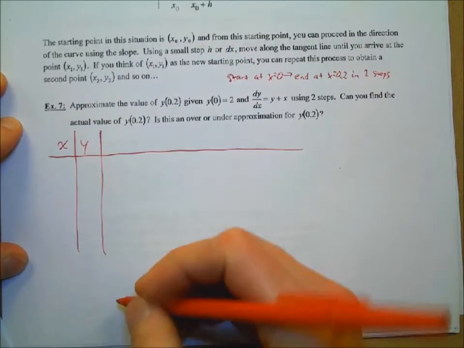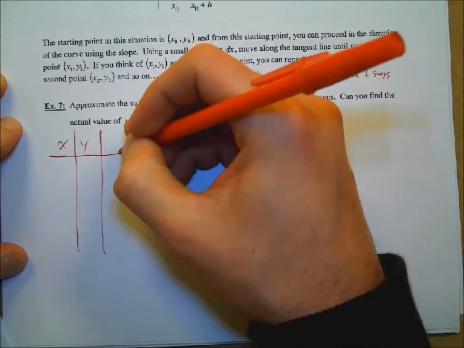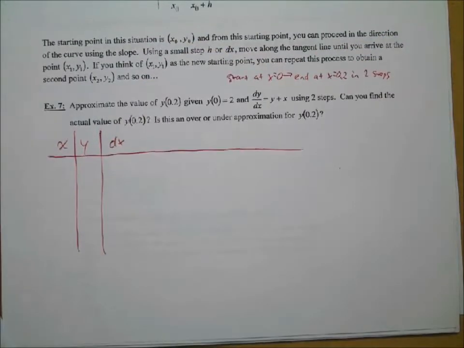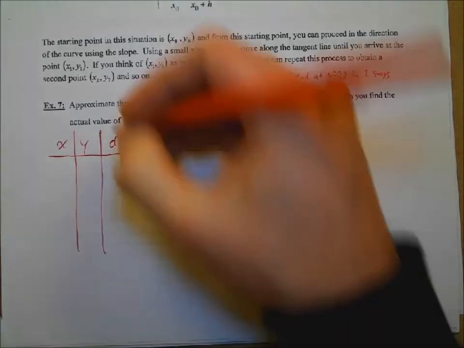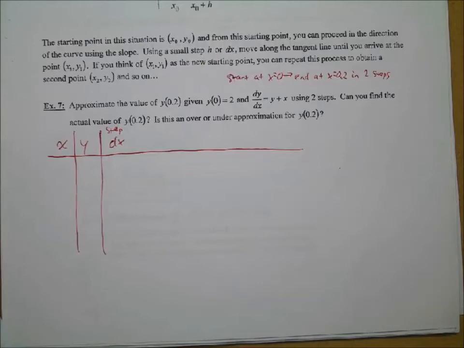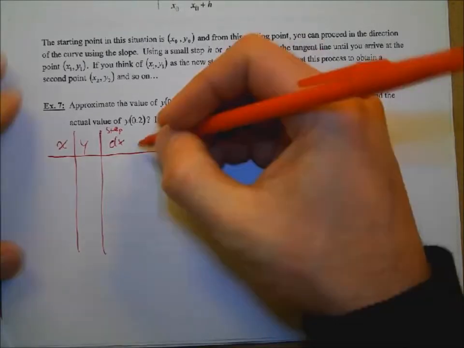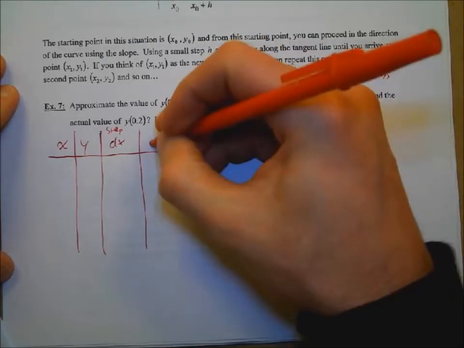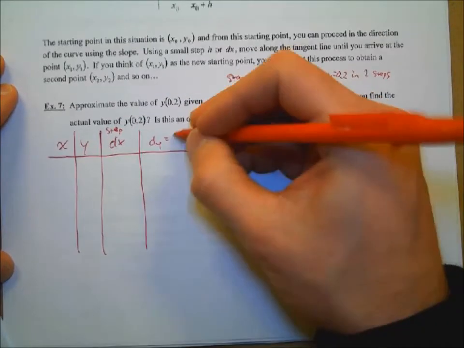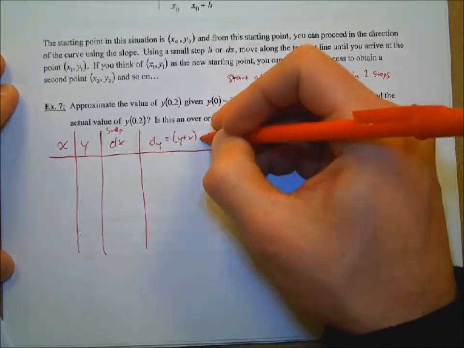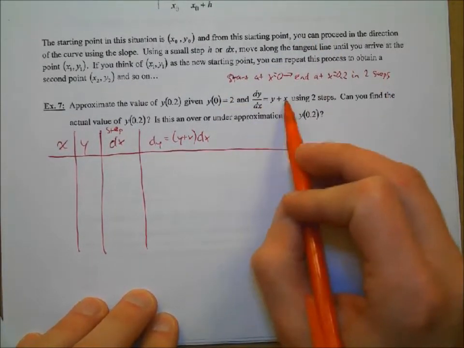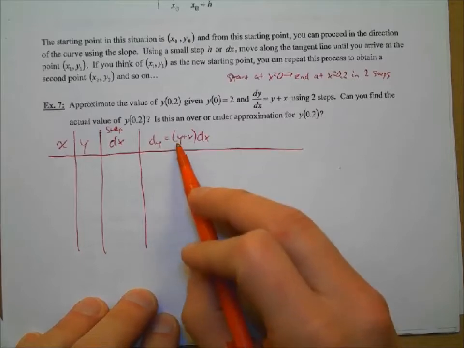Okay, we're then going to add in our dx here, our change in x, our step. You can think of this as a small step or change in x. Then we'll find the resulting change in our y using this differential equation, but with the dx multiplied over to the other side. So you can see it's dy equals y plus x dx.